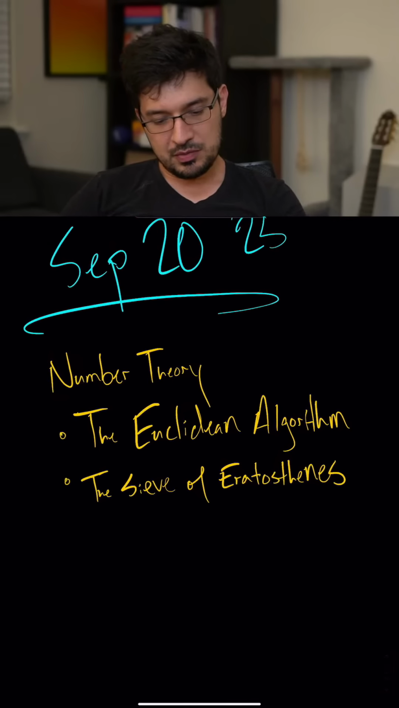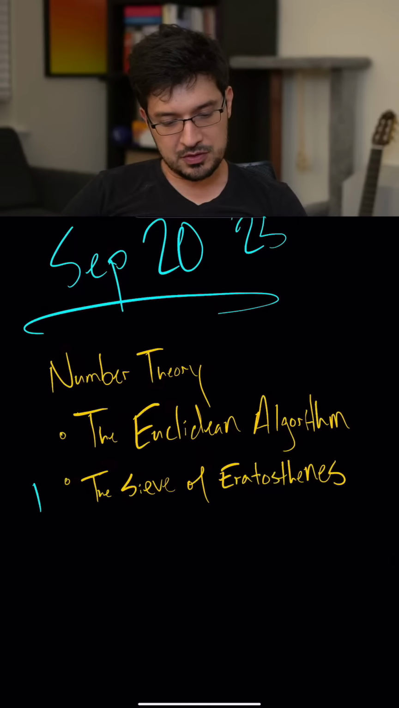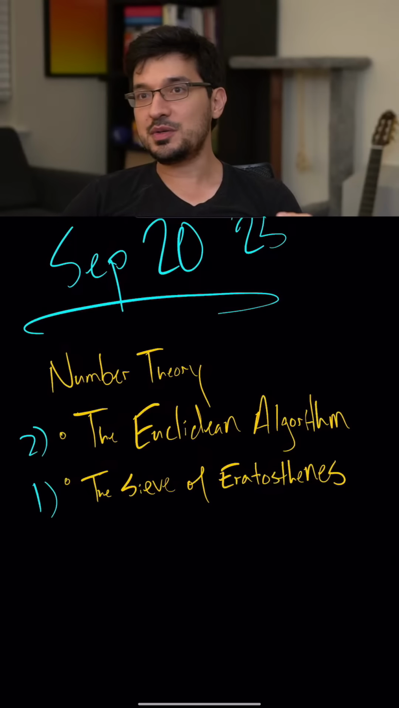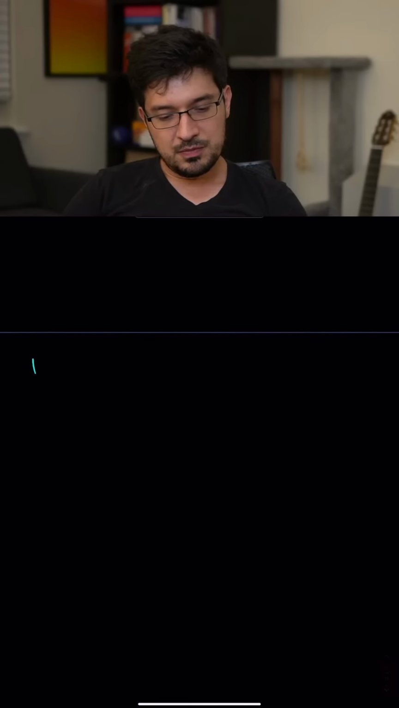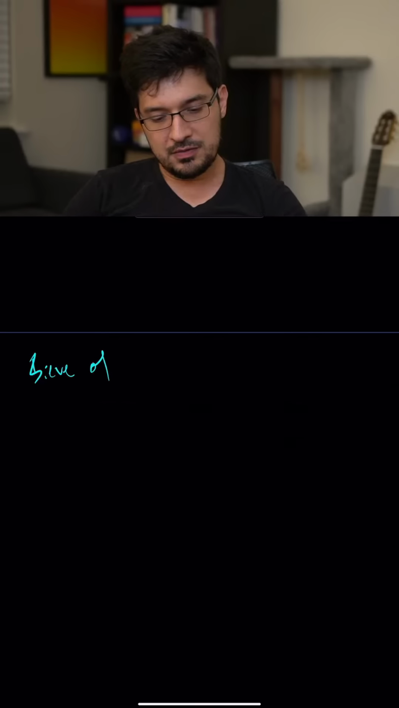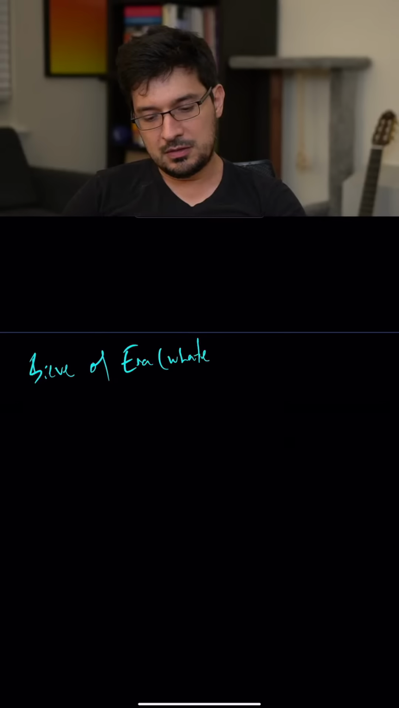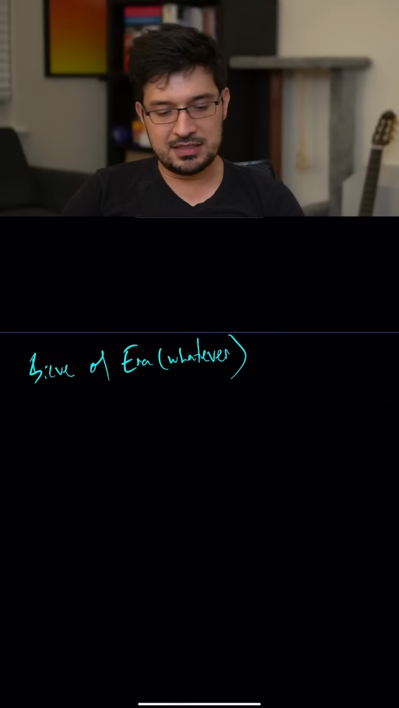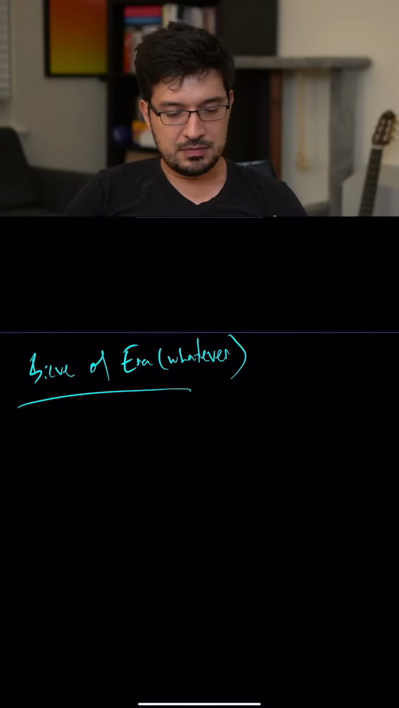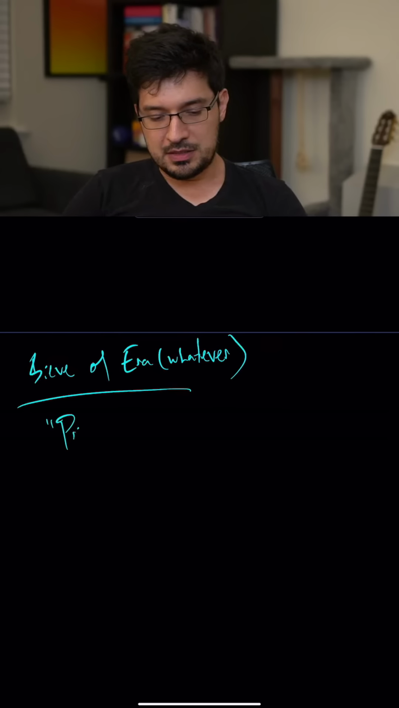I wrote these in this order, but I think that we should first do the Sieve of Eratosthenes, and then we're going to do the Euclidean algorithm if we get to it. So, the Sieve of Eratosthenes. I always have to look it up. I just say prime sieving.